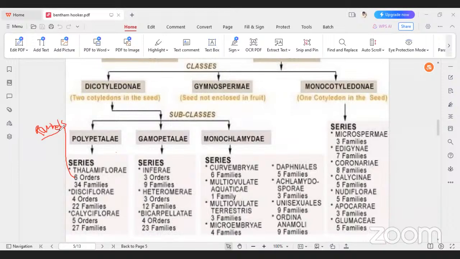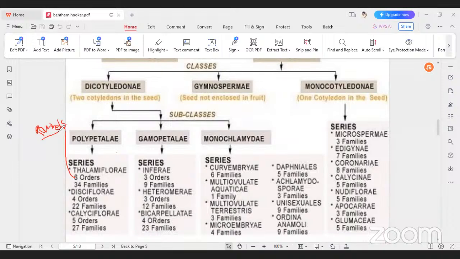So these are the four families. And fourth order, Caryophyllinae. Actually, the orders end with "ales," but here the order Polygalae does not end with "ales," and Caryophyllinae is also not ending with "ales." And in Caryophyllinae, the free central placentation is the important character of this feature.